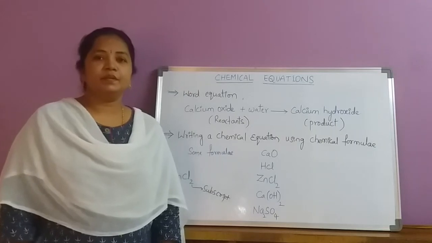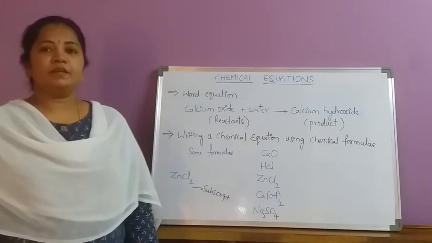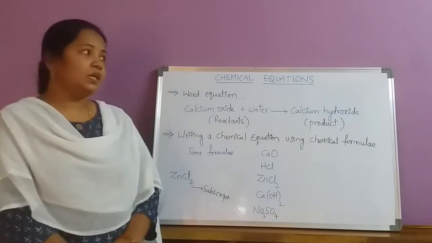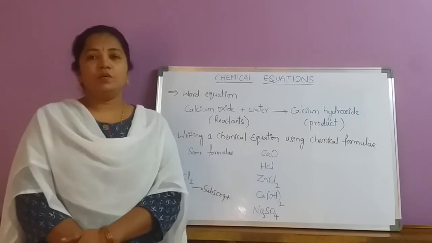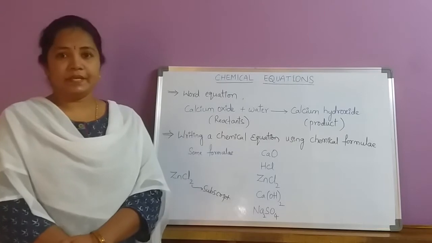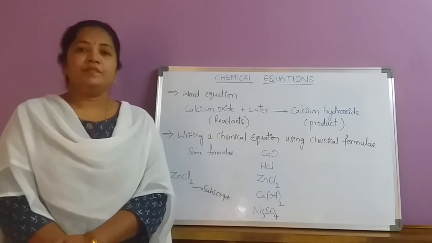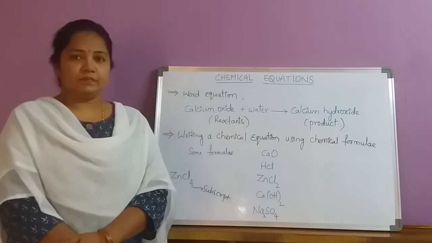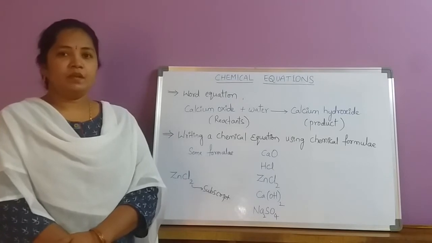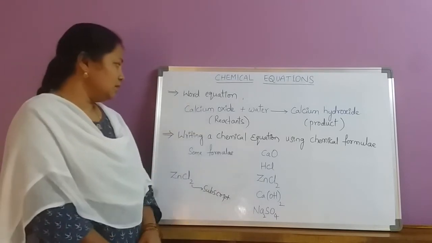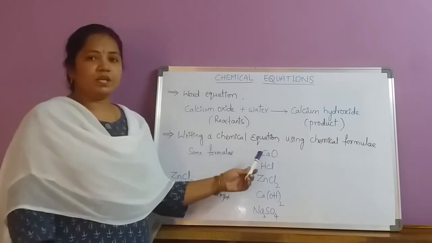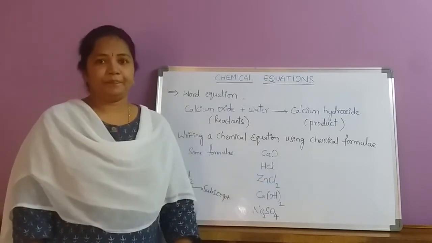Hello children. In the previous class, we have learnt the chemical equations chapter. In that, we had a question: how do we know that a chemical reaction has taken place? To know that, we have seen three activities in the previous class. In today's class, we learn what a word equation is and how to write a chemical equation using chemical formulae.